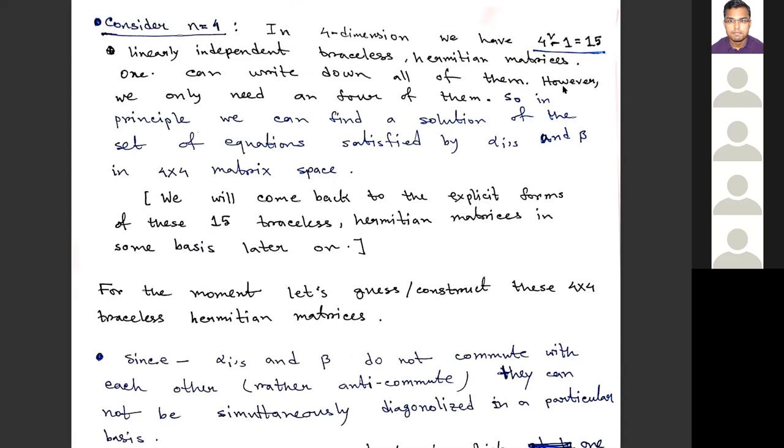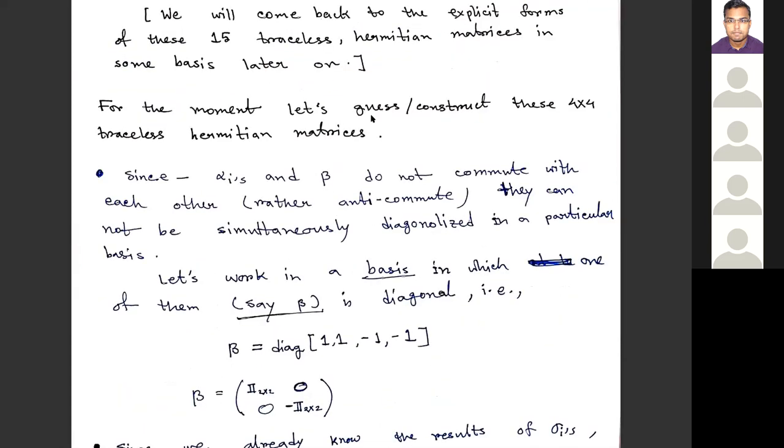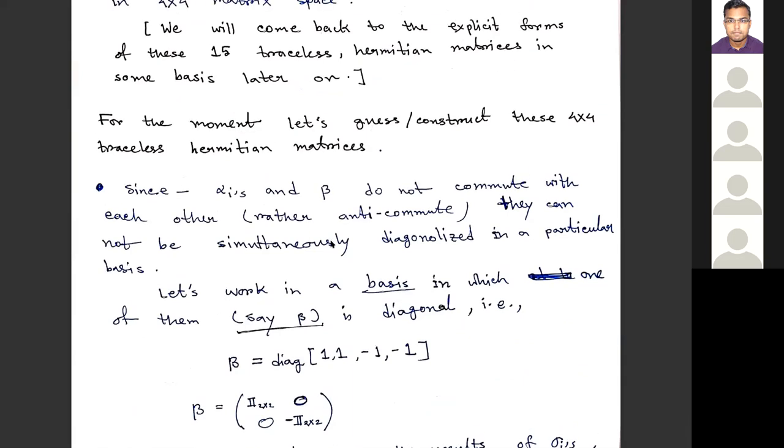We'll come back to this full set. What are these 15 traceless Hermitian matrices we can have in 4 dimensions, because they form the basis, right? Together with the identity matrix you have 16 matrices in 4 dimensions, and these 16 matrices should span the space of 4 by 4 matrices. We'll see that in this course. Right now, it is not our priority to find all of them. One more thing I have to discuss, and then I'll come back here.